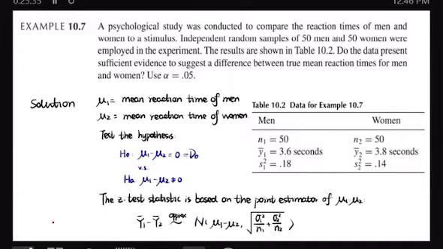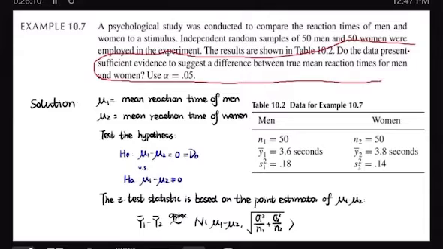Okay, now since you have seen that, I will quickly walk you through an example for two populations. I need you to be focused. A psychological study was conducted to compare the reaction times of men and women to a stimulus. Okay, we have two categories now. They want to compare their reaction time. Independent random samples of 50 men and 50 women were employed in the experiment, and we have these results. Please pay attention to this.